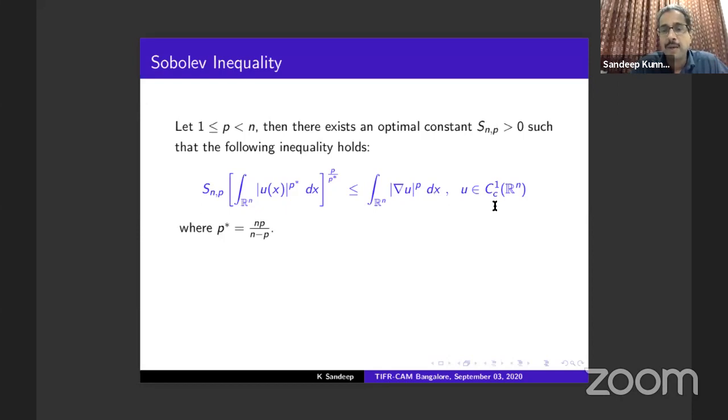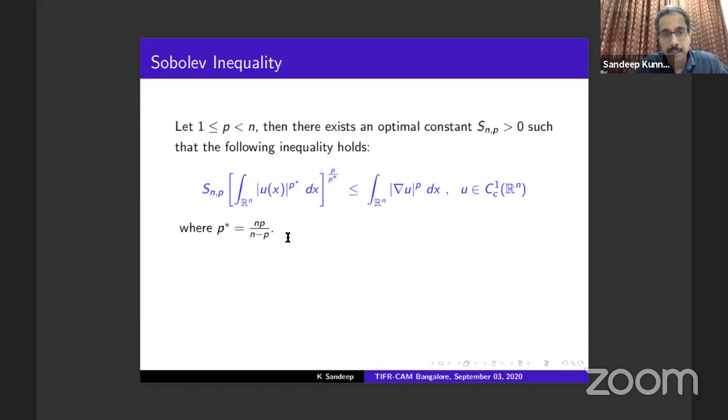This holds for all u in C_c^1 of R^n, where p* = np/(n-p). In fact, you can show that if you put any number q different from p* instead of p*, then the inequality does not hold. And p* is the unique exponent for which this type of inequality holds. So this basically tells you that for functions, the L^p norm of the gradient controls the L^(p*) norm of the function u. And p* is unique, and it has the form np/(n-p).